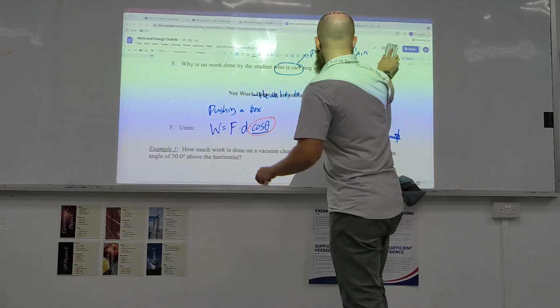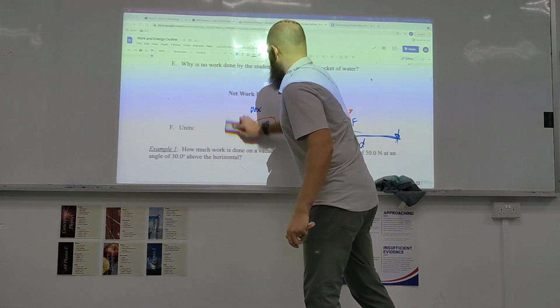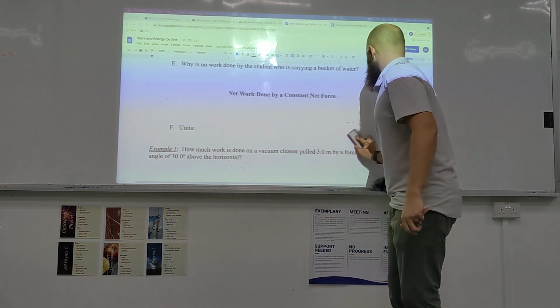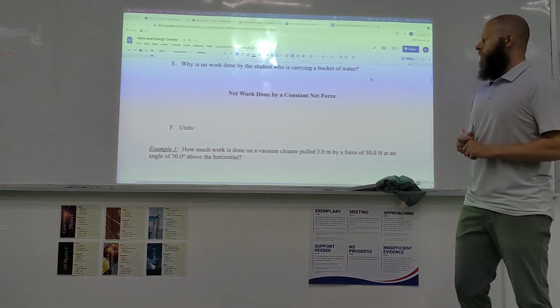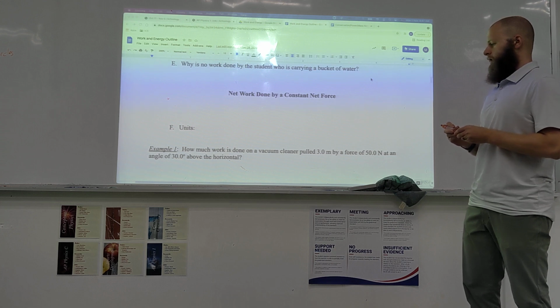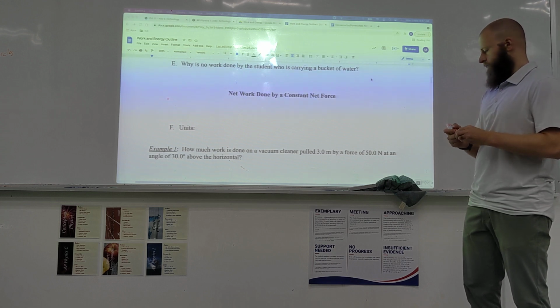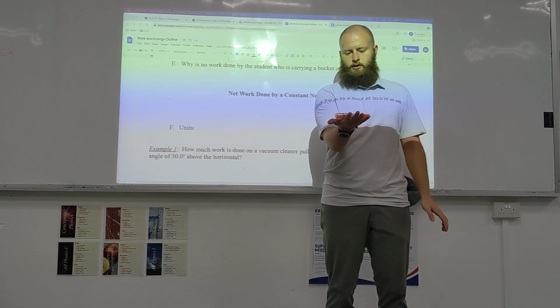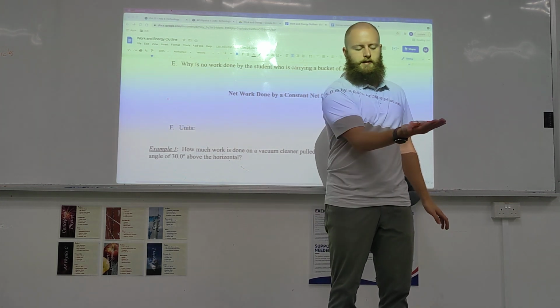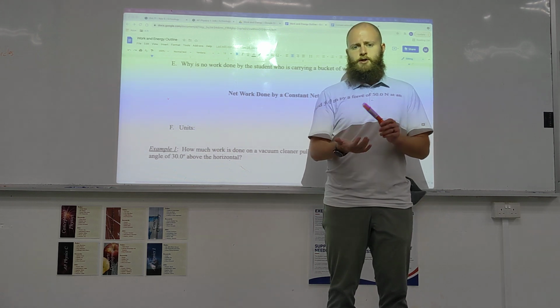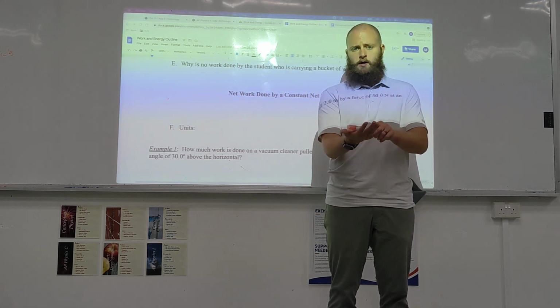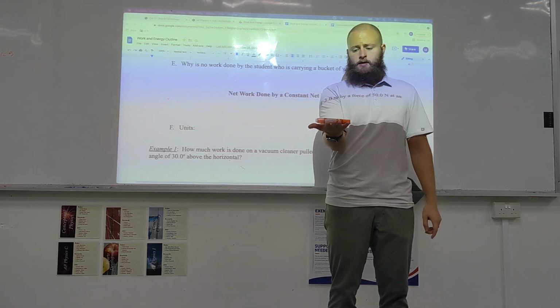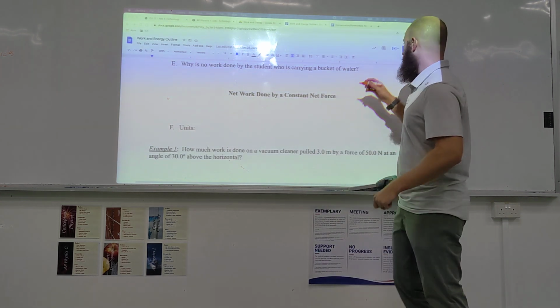So let's continue. Why is no work done by a student who is carrying a bucket of water? Another example of this very similar idea is if I have this marker in my hand and I'm moving my hand side to side. Which direction is the force of my hand? Yeah, that's right. The force of my hand is straight up.